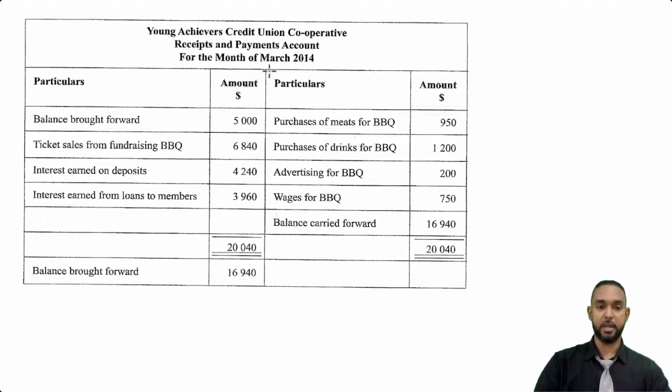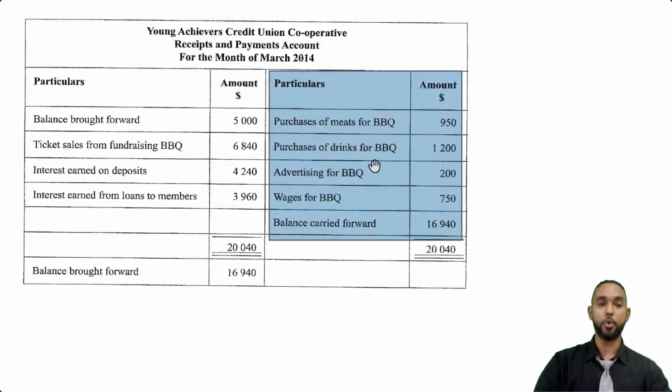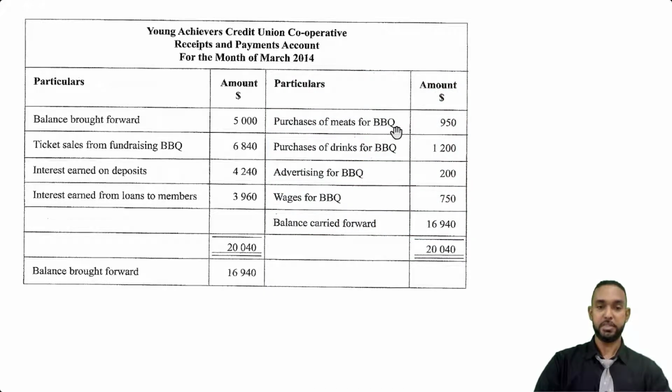On the credit side, what do we have? We have payments or outflows. Purchases for meat for barbecue, purchases of drinks for barbecue, advertising for barbecue, wages for barbecue, and then the money at the end carried forward and brought down here.